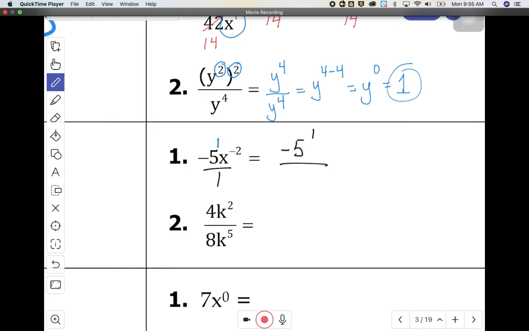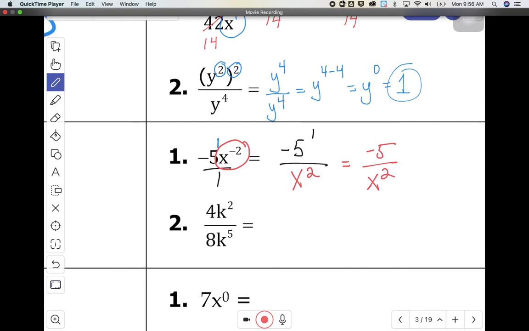The bad guy in this problem, I'll put him in red, is x to the negative second. So if I want to get rid of that exponent of negative 2, I have to move it to the bottom. So the final answer to this is just negative 5 over x squared.